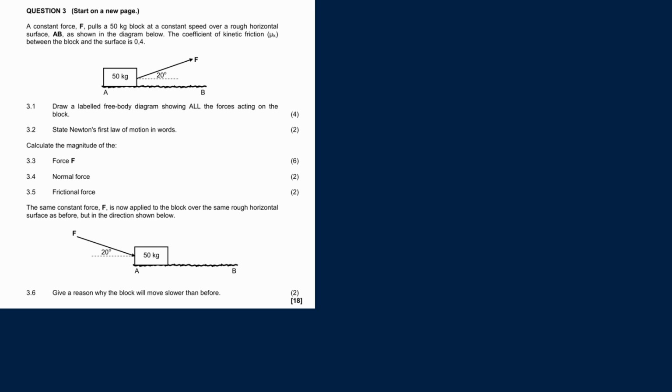Let's get to it. The problem statement reads as follows. A constant force F pulls a 50 kilograms block at a constant speed over a rough horizontal surface AB as shown in the diagram below. The coefficient of kinetic friction mu k between the block and the surface is 0.4. 3.1. Draw a labeled free body diagram showing all the forces acting on the block.